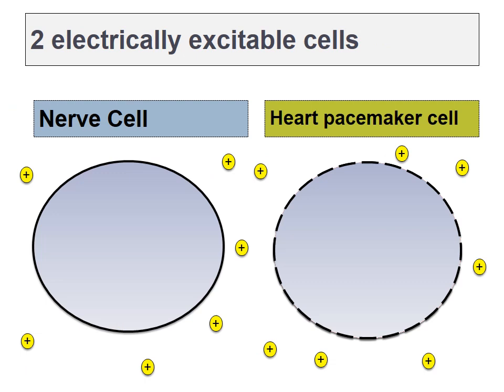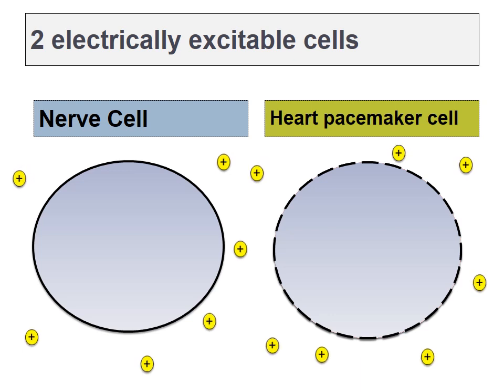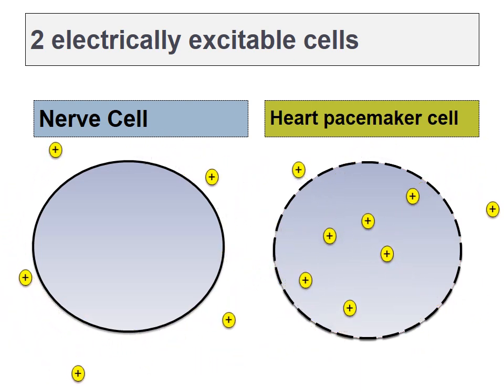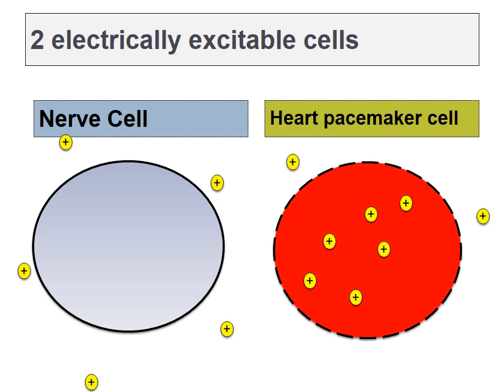The SA node does not require the ligand-gated ion channels to bring it to threshold. That's because it's got ion channels open all of the time. It is leaky to sodium. So as sodium rushes in to the SA nodal cells, they will ultimately be brought to threshold and fire an action potential.